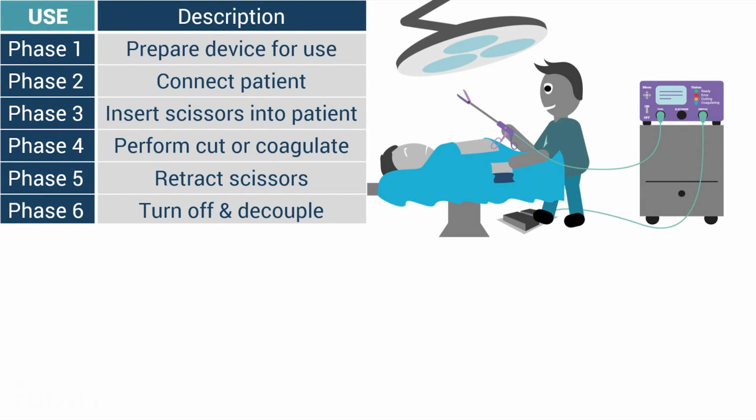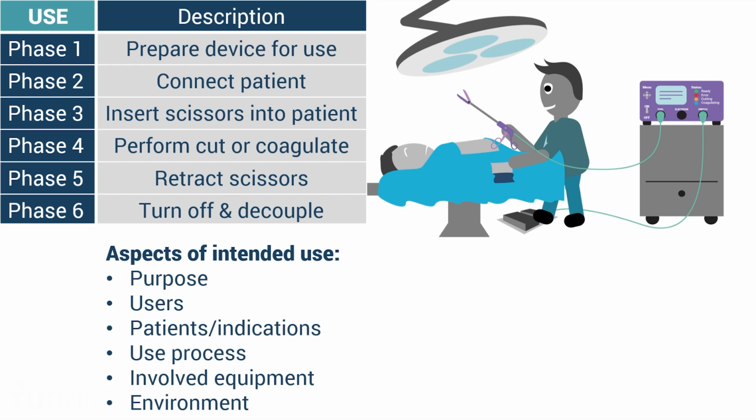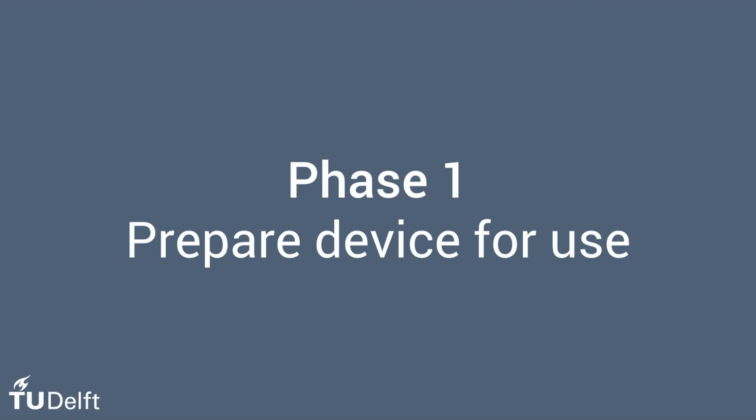So let's repeat the process we went through for the risks during intended use, but this time, for each of the use phases, we will look for one example of a misuse in one of these 6 aspects of intended use. Remember them? So let's start again with phase 1, preparing the device for use.